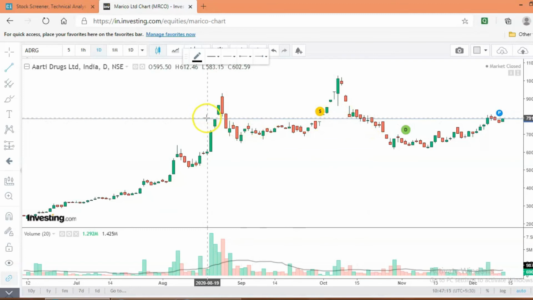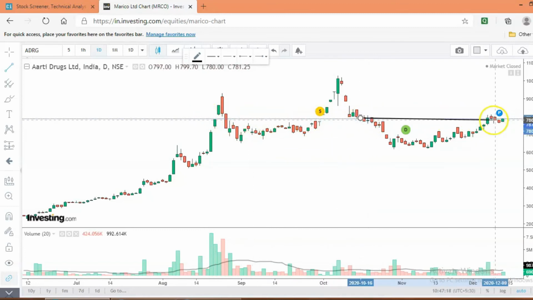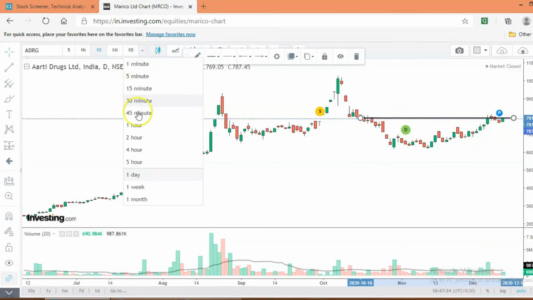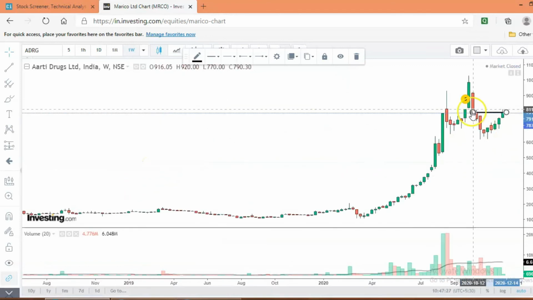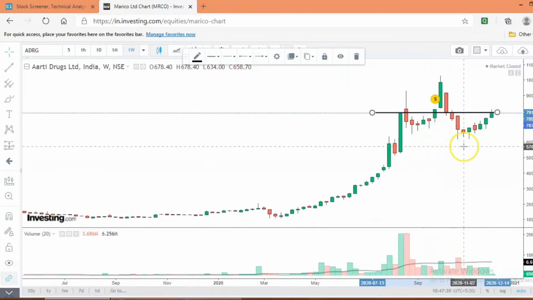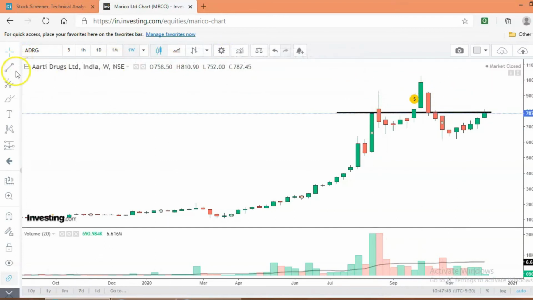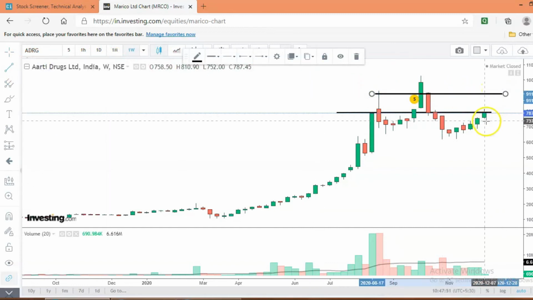You can see that almost 800 rupees is the resistance. Always select the weekly chart, friends. Somewhere around 800 is the resistance, and once Aarti Drugs crosses the 800 level, only then will I enter the stock, keeping 900 as my first target. My stop loss will be somewhere around the close of this candle, that is 750, so that my risk reward will be 1:3.